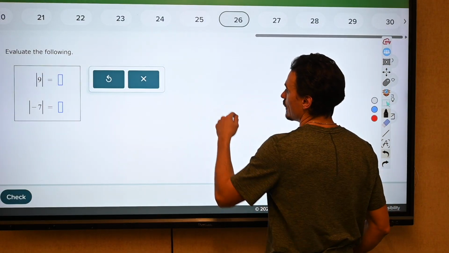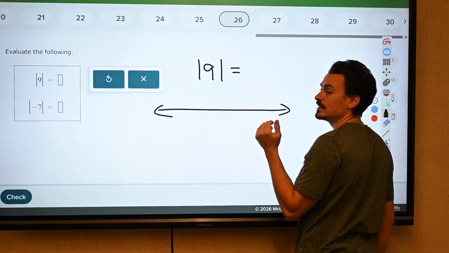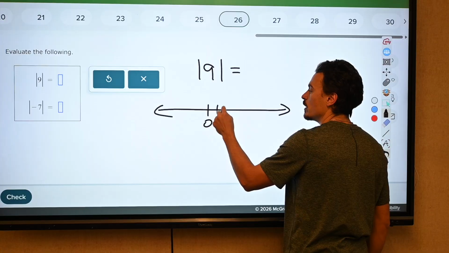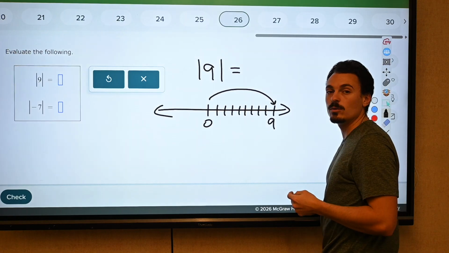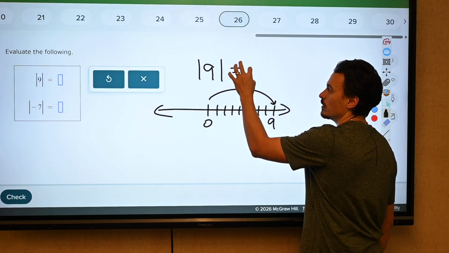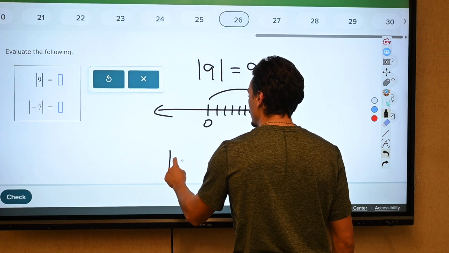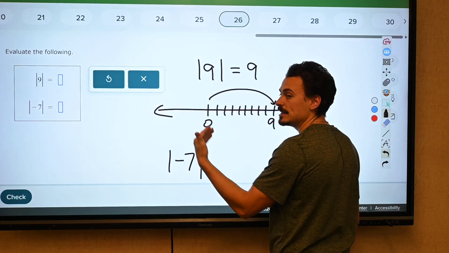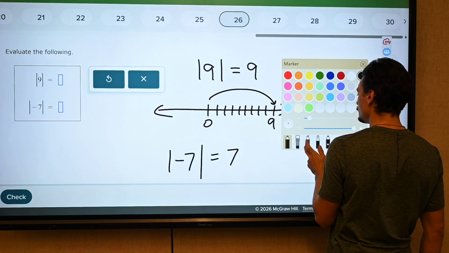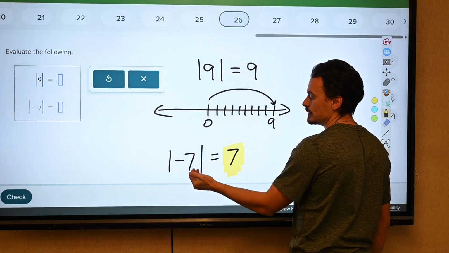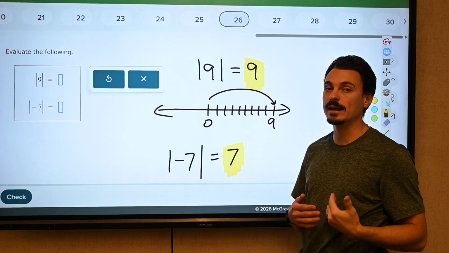26, just absolute value of 9. If you are confused about absolute value, it is the distance from 0. So if 0 is right here, we got 1, 2, 3, 4, 5, 6, 7, 8, 9 is right here. 9 is 9 away from 0, so that's equal to 9. Likewise, the absolute value of negative 7 is 7 away from 0, so the absolute value of negative 7 is 7. Notice how the absolute value makes negative numbers positive, but keeps positive numbers positive, because we're talking about distance, and distance can never be negative.